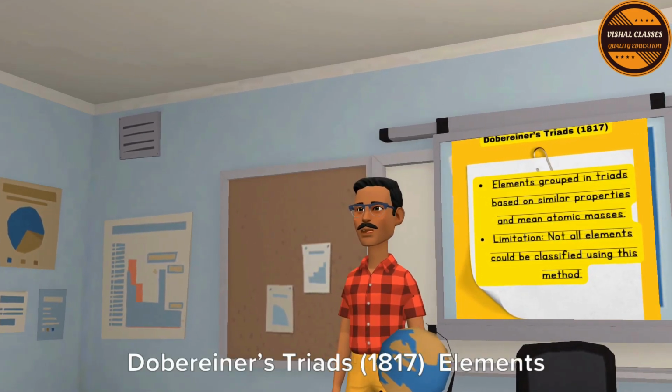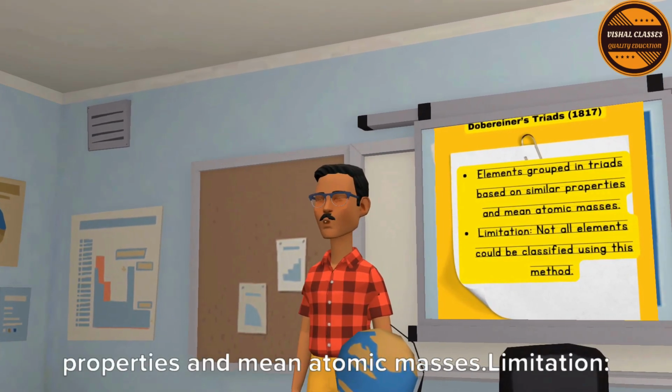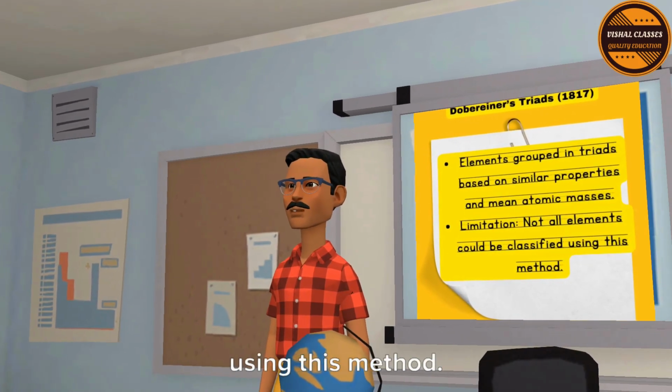Döbereiner's triads, 1817: elements were grouped in triads based on similar properties and mean atomic masses. Limitation: not all elements could be classified using this method.